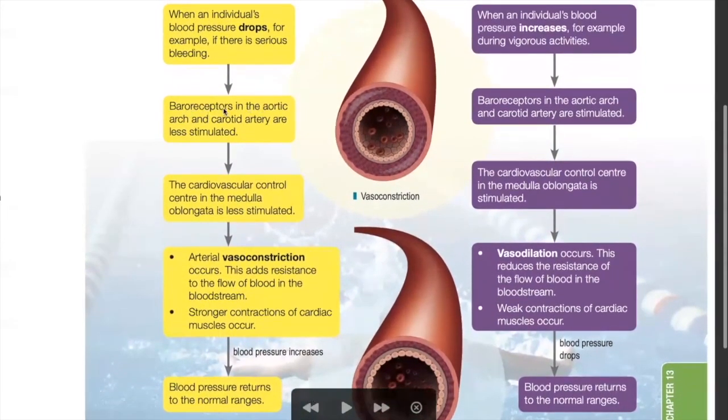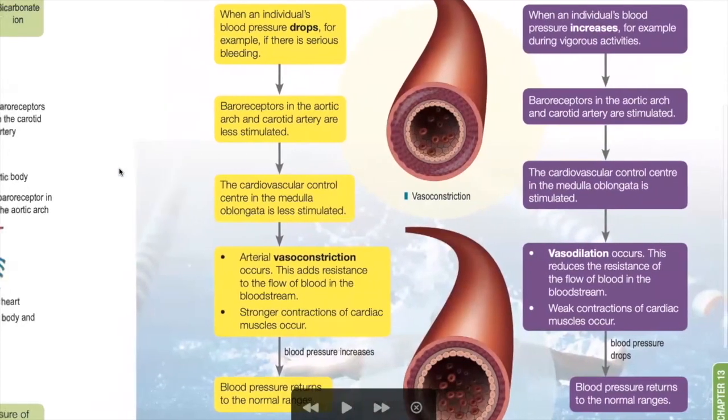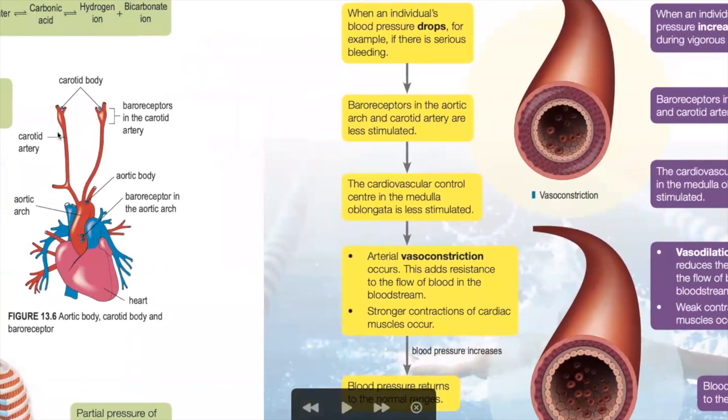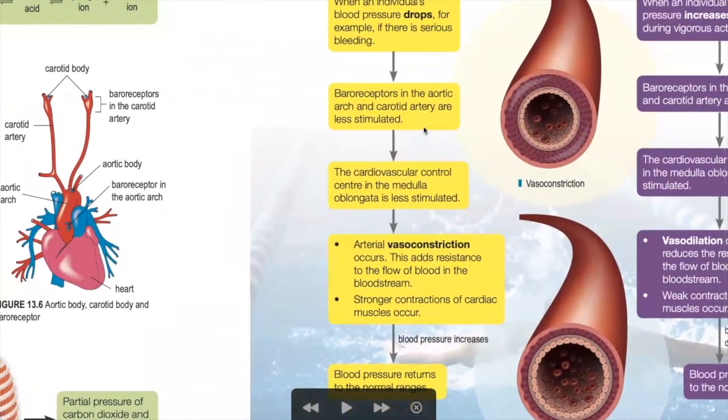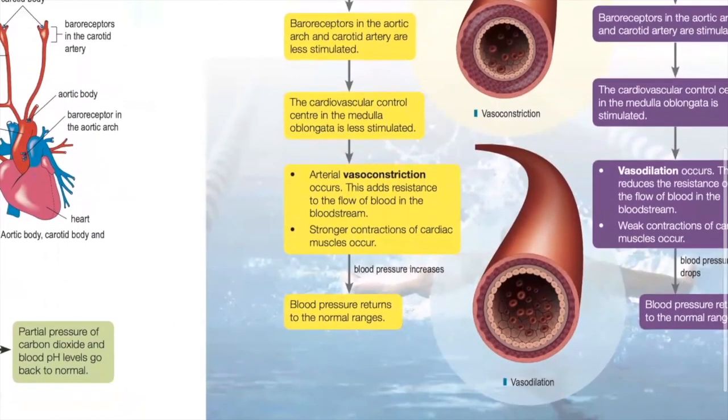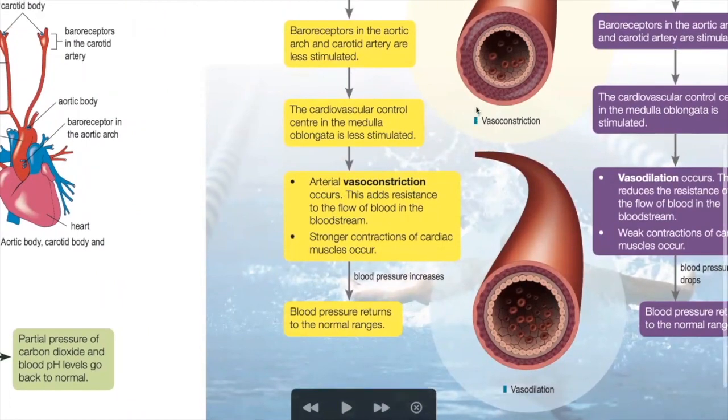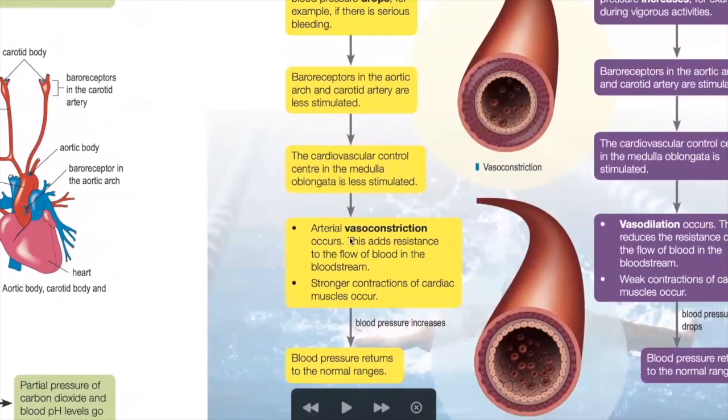Okay, apa jadi? So, baroreceptor in the aortic arch and carotid artery. Maksudnya baroreceptor yang ada dekat sini dan juga dekat sini, okay, are less stimulated. Okay, bila less stimulated, apa akan jadi? The cardiovascular control center in medulla oblongata will be less stimulated. Dia less aktif lah. Less active. So apa akan jadi? Arterial vasoconstriction will occur.